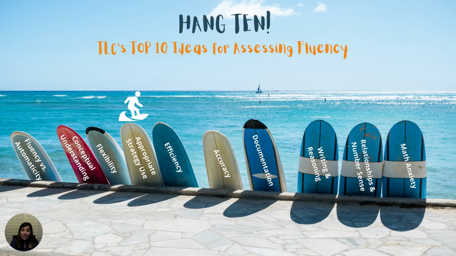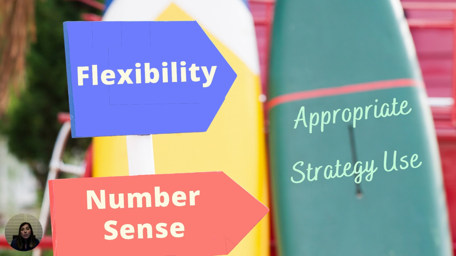A part of fluency understanding that is tightly aligned with flexibility is appropriate use of strategy. When students solve a problem and have the ability to determine which strategy is the best for their solution process, it showcases their understanding of flexibility and number sense. These are critical components to fluency understanding.